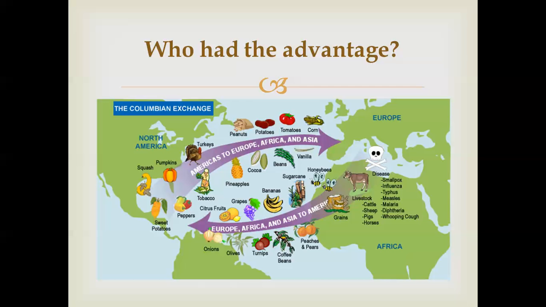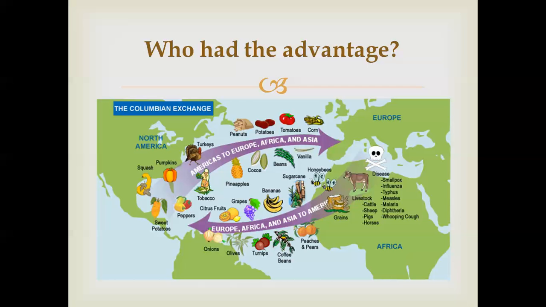In exchange, squash, sweet potatoes, pumpkins, peppers, tobacco, turkeys, pineapples, peanuts, cocoa, potatoes, tomatoes, beans, vanilla, corn are among the many items that went from the Americas to Europe. And there were a number of significant effects this had on Europe.